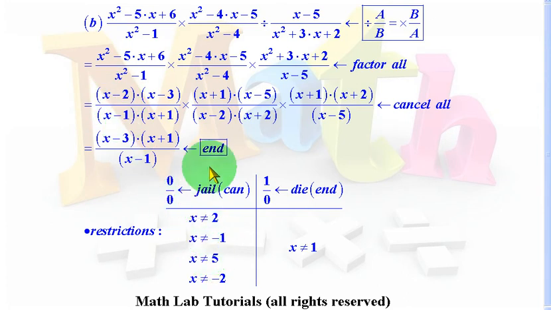We also canceled out an x plus 1, so x cannot be equal to negative 1. We also canceled out an x minus 5, so x cannot be equal to 5. And we also canceled out an x plus 2, therefore x cannot be equal to negative 2. So this takes care of the 4 cancellation restrictions. Now we turn our attention to the reduced form at the end.